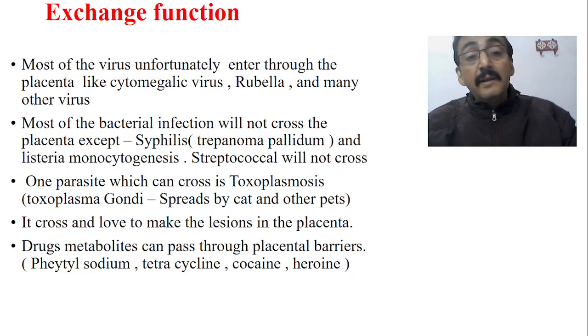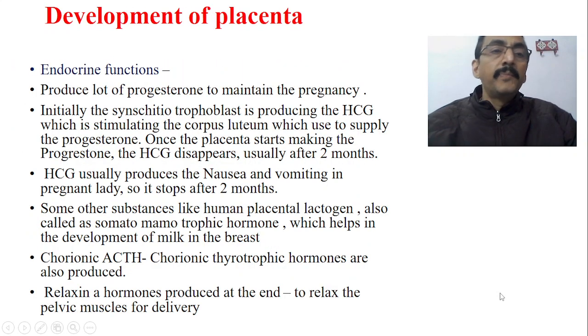Drugs and metabolites can also pass through the placental barrier. Especially many drugs which are taken by the mother will easily pass through the placenta. Drugs and other metabolites: phenytoin sodium, an anti-epileptic drug, tetracycline, cocaine, heroin, and many others, and the beta blockers. They all cross the placenta and cause problems.